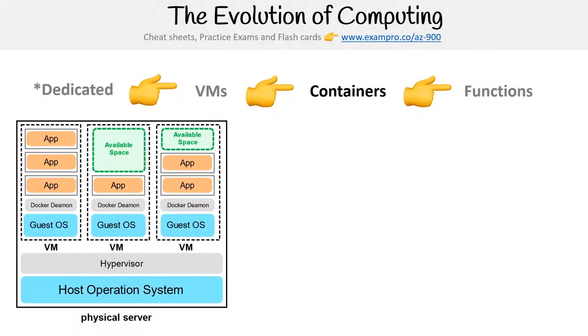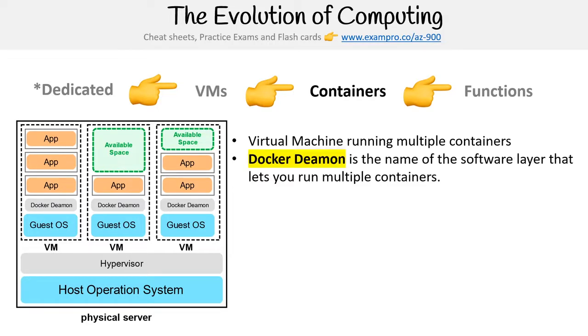Hey, this is Andrew Brown from Exam Pro, and we are looking at the concept of containers. This takes it a step further, where we have virtual machines and we're running multiple containers. So we're further subdividing the way that we run our applications. The technology that is used to run containers within a VM or on a physical server is called Docker Daemon. If you're using Docker for containerization, that's the most common one.